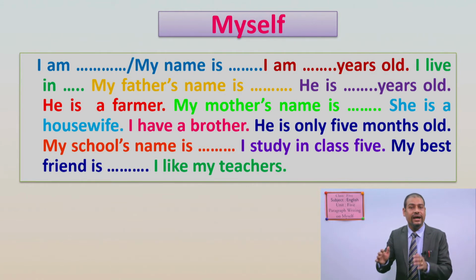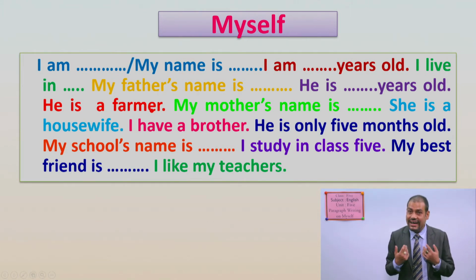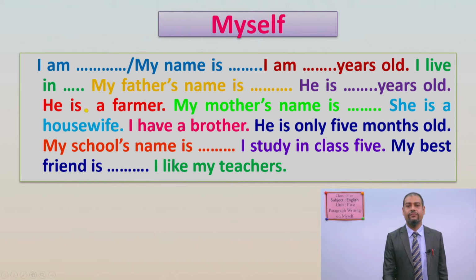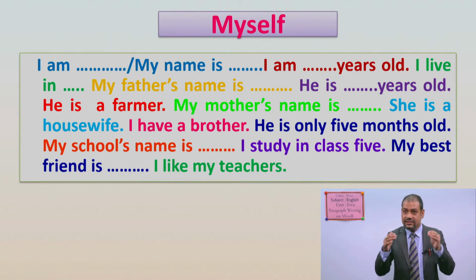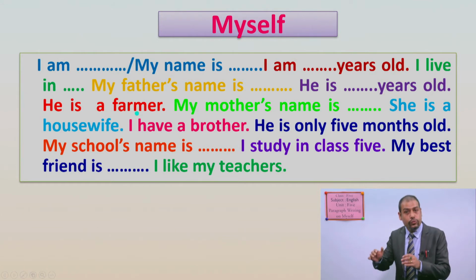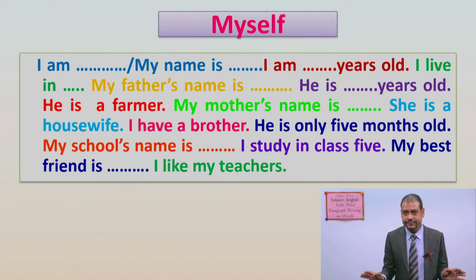What does your father do? You can write down here. For example, my father is a farmer, so I can write down he is a farmer. If my father is in the army, I can write down he is in the army. If my father is a doctor, I can write down he is a doctor. So what your father does, you can write down as a profession, as his work. Is it clear to you?